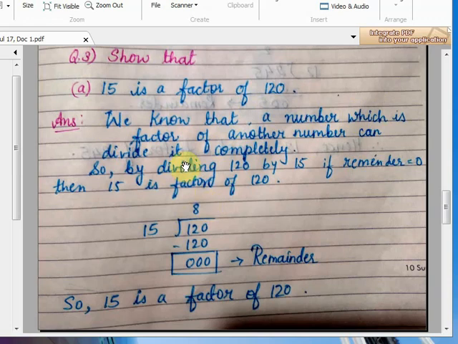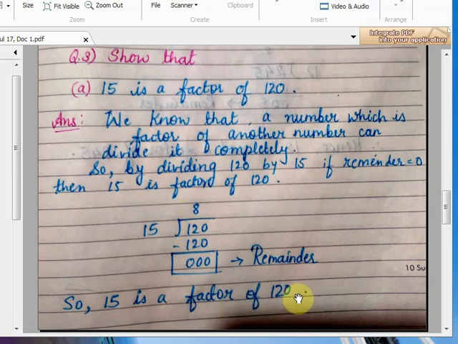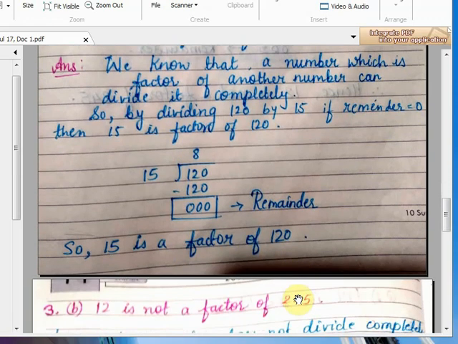Completely मतलब उसका remainder 0 आना चाहिए. So by dividing 120 by 15, if remainder हमारा 0 आएगा, then 15 is a factor of 120. So let's divide 120 by 15. So 15 8 जा 120, completely divide हो रहा है, remainder हमको 0 मिल रहा है, so 15 is the factor of 120. Similarly, next हमको क्या देखना था?